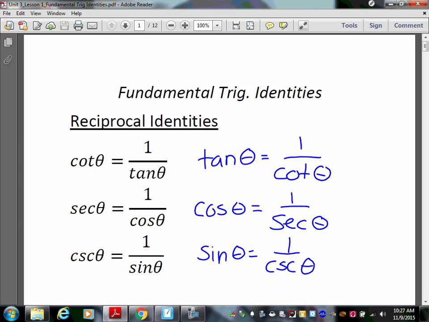So we actually had these towards the beginning of the year. It's just a relationship between cotangent, tangent, secant, cosine, and cosecant and sine.